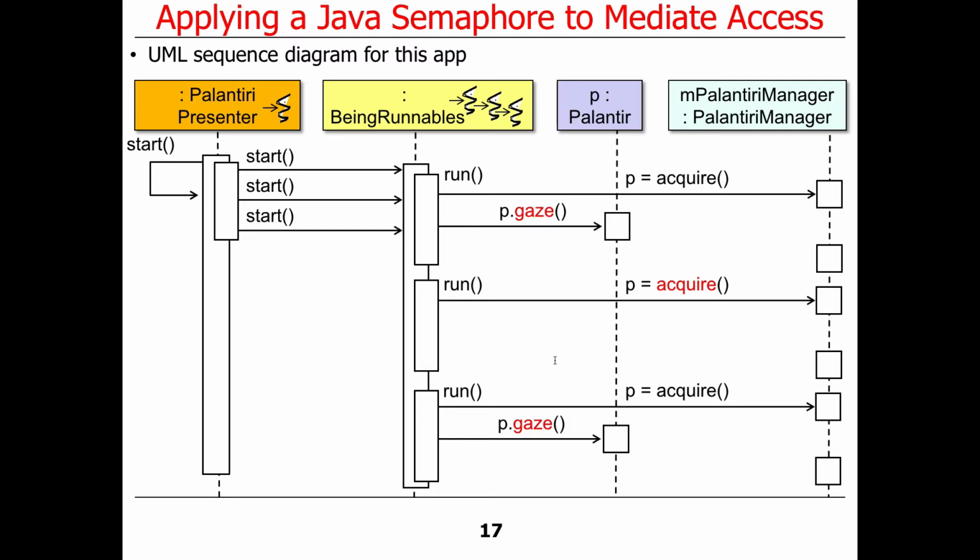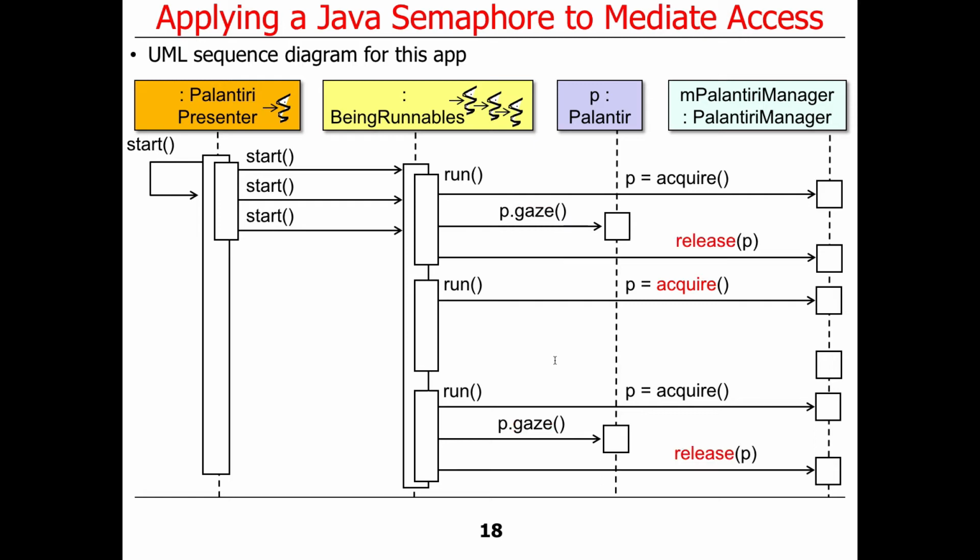One will block. Then the ones that acquire it are going to be able to gaze for some random amount of time between some predetermined max time or range. And then when they're done gazing, they go ahead and release. And in that case, another being will get a chance to acquire and gaze. So that's basically the flow of control of the program. And that's essentially how your assignment works.